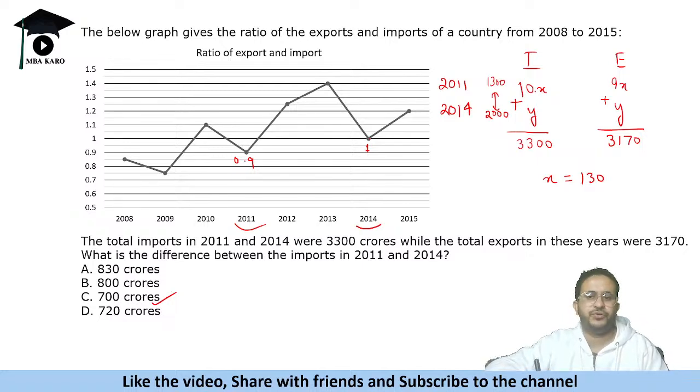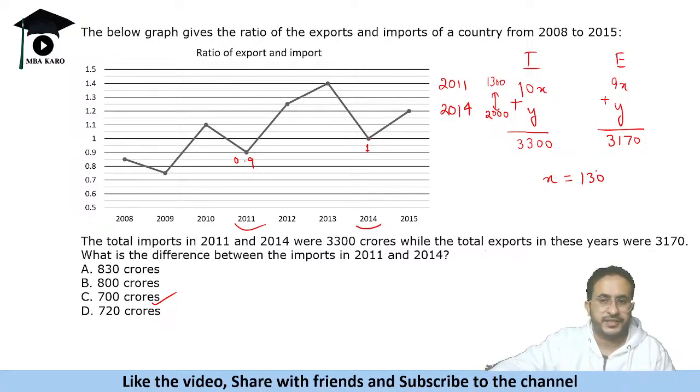Okay, so why do we take 10x and 10y? To simplify the calculations. You could have taken 100x and 100y also. Because these are equal, if you take 10x then 9x comes, if you take 100x then 90x comes, and the same with 100y. So instead of making large variables, we made small variables and got the result instantly. So the answer is 700 crores.